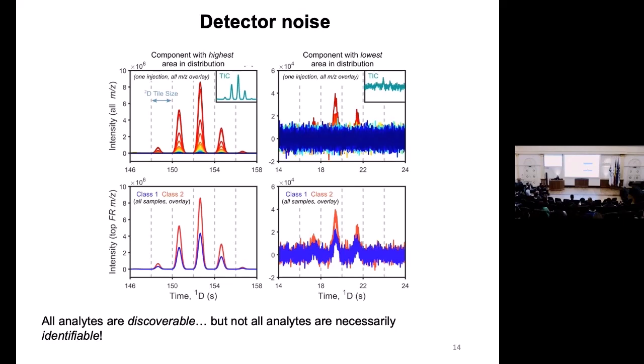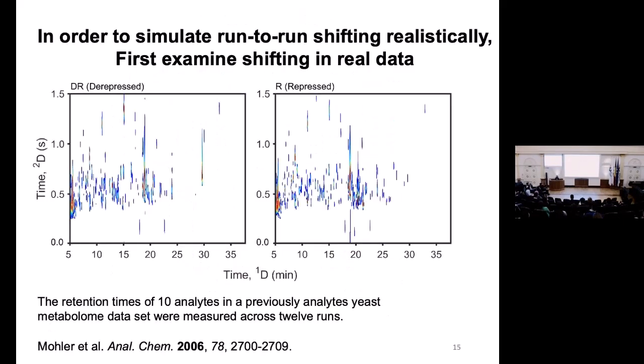Okay, so the main thing we were really interested in studying was how to simulate retention time shifting, run-to-run shifting, which is the hardest thing we have to deal with, I think, in terms of 2D GC, and I think LC people have it even worse. But we looked at an old data set of yeast, and this was a several months time course study. So we had a lot of run-to-run shifting in this data set. And we said, well, let's pick out 10 analytes and let's look and see how they actually shift. How do they shift and what do they do?